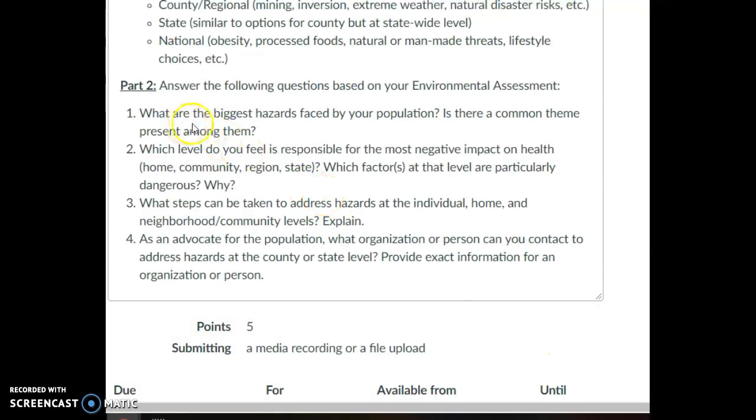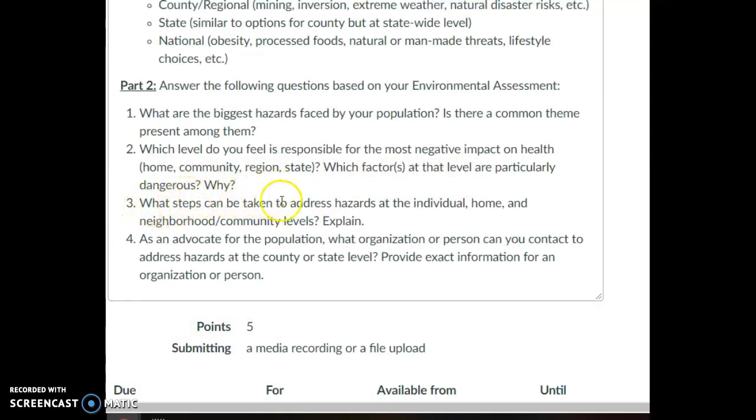The first one is, what are the biggest hazards faced by your population? And is there a common theme present among them? And then, which level do you feel is responsible for most negative impact on the health of your population? So of those 6 levels we looked at earlier. And then, which factor at that level is particularly dangerous and why?